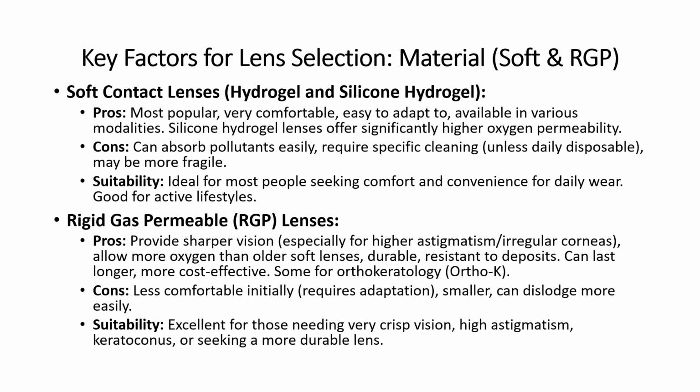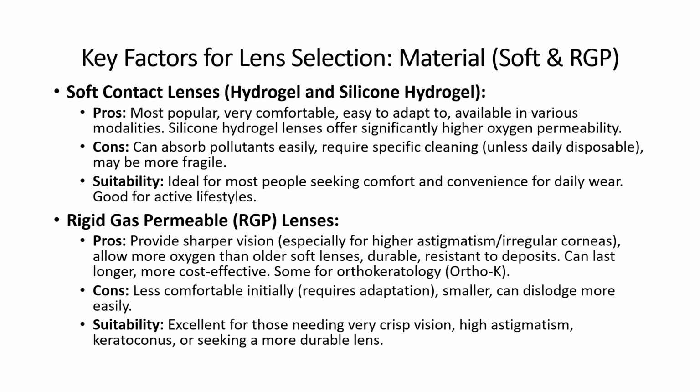Once you're cleared for contact lens wear, your eye doctor can help you choose the best type based on several factors, starting with the lens material. Soft contact lenses, made of hydrogel and increasingly silicone hydrogel, are the most popular due to their comfort and ease of adaptation. Silicone hydrogel, in particular, allows significantly more oxygen to reach your eye, which is vital for health. While comfortable, they can absorb pollutants and require diligent cleaning unless they're daily disposables. They're great for most active individuals seeking daily wear convenience.